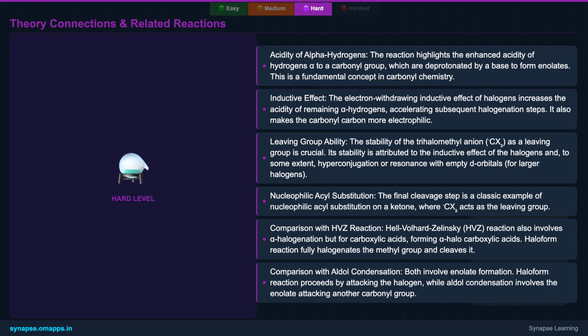Comparing it to the Hell-Volhard-Zelinsky reaction, both involve alpha halogenation, but HVZ is for carboxylic acids under acidic conditions, while the haloform reaction targets methyl ketones under basic conditions, leading to cleavage. It also differs from aldol condensation, where enolates attack other carbonyls rather than halogens.